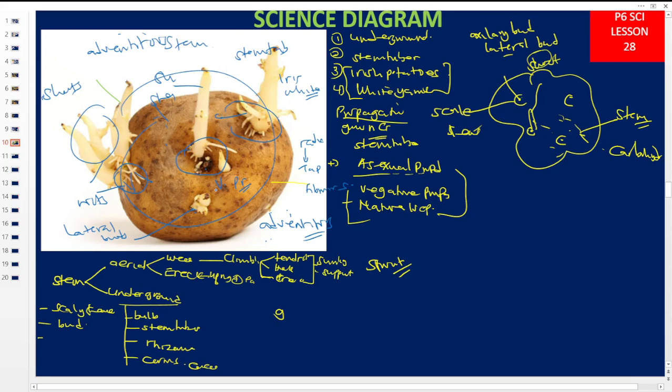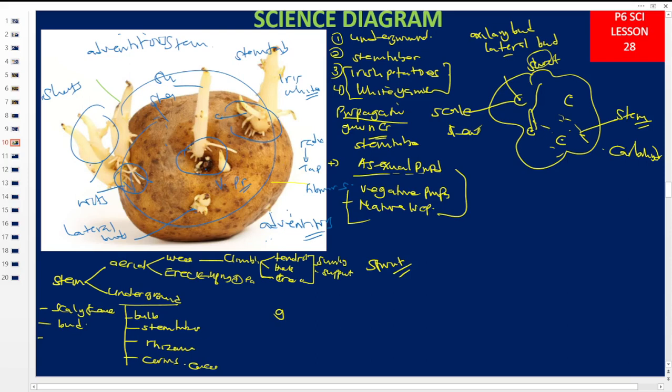My dear learner, have you understood this diagram for today? So it is an Irish potato, it is an underground stem, it is a stem tuber storing food in a stem. So the part of Irish potato we eat is the stem, and the food value we get from it is carbohydrate. So this has been our science diagram for today.